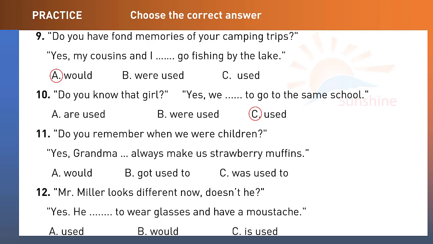Number 11. Do you remember when we were children? Yes, Grandma would always make us strawberry muffins. Here we could have would or used to, but not got used to or was used to. So we choose A, would. Number 12. Mr. Miller looks different now, doesn't he? Yes, he used to wear glasses and have a moustache. Here we could say he used to wear glasses or he would wear glasses. But because to is in the sentence already, we need to use used.